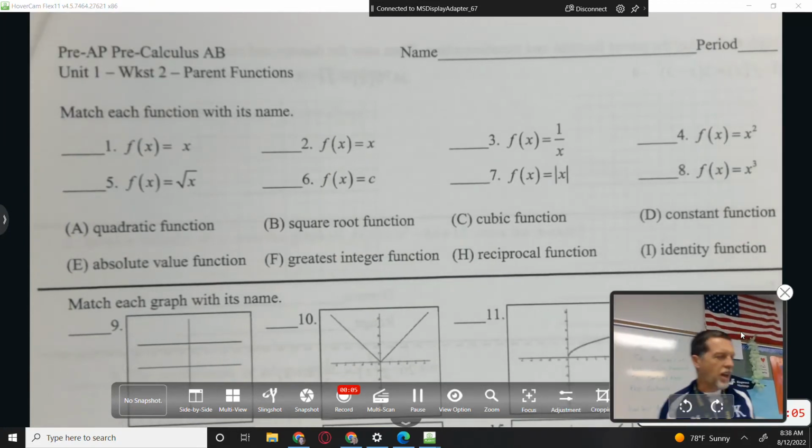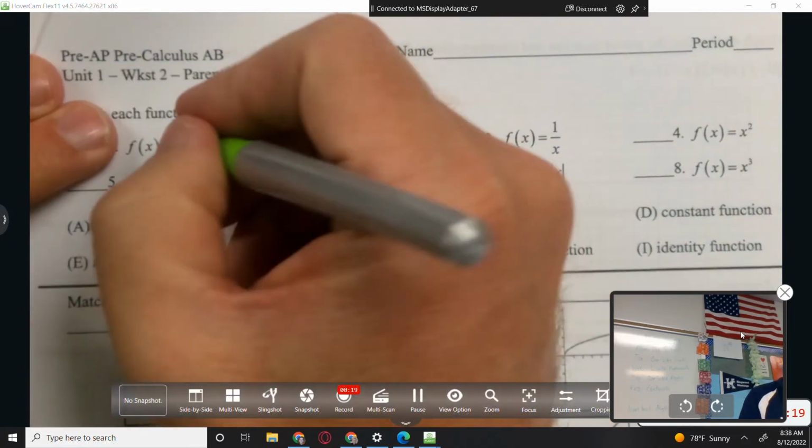All right, so day 3 of notes, but it's worksheet 2 because we took 2 days to do worksheet 1. So hopefully that's not too confusing. You can keep up. First thing I need to say is the printer messed this up. Blame the printer, not me.